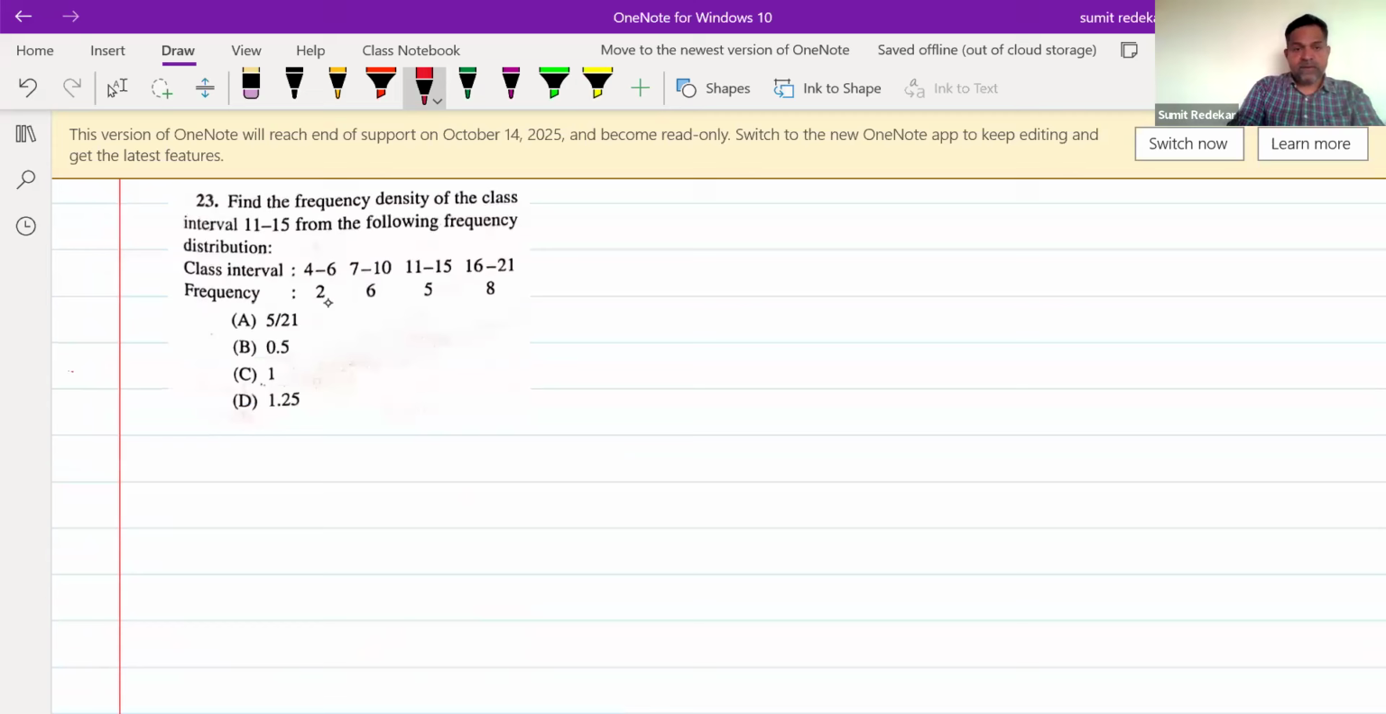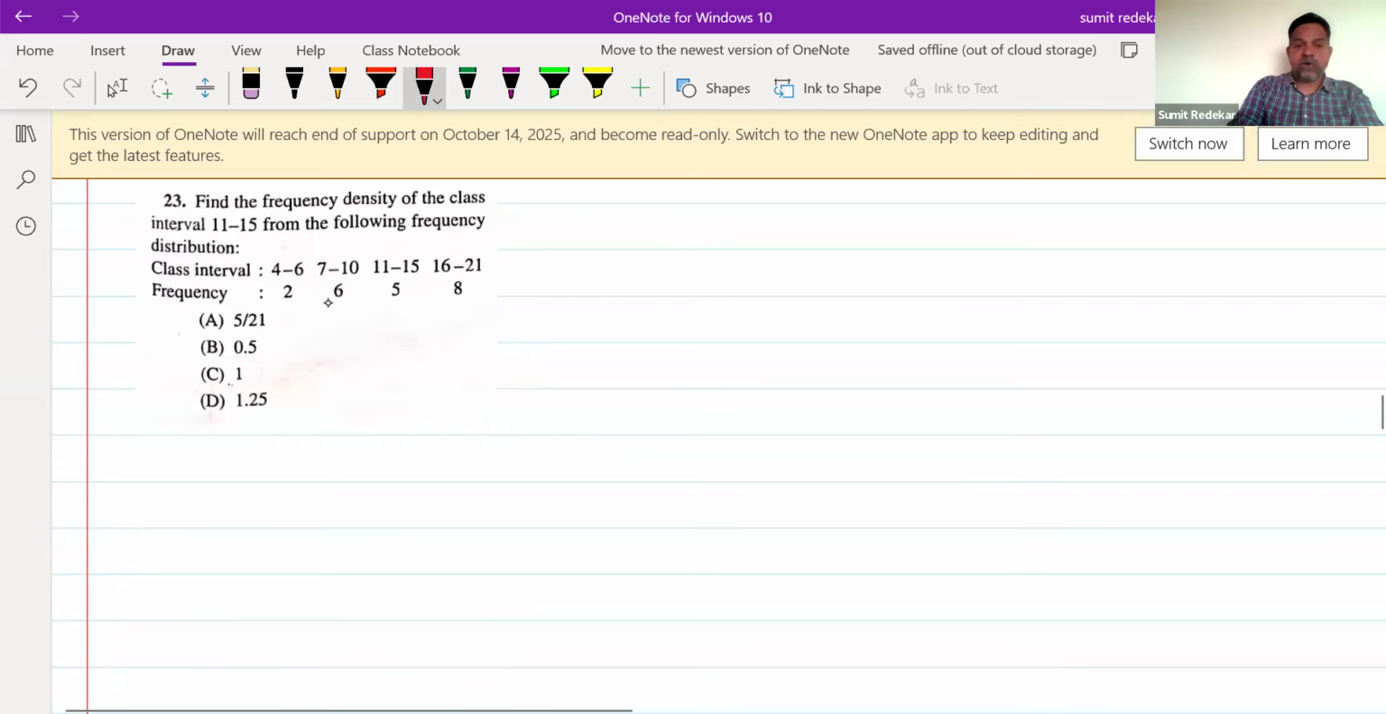Question number 23. The frequency density of the class interval 11 to 15. Now there is a chance that students may have marked this wrong if they've not understood one thing well. I told you, let's talk about frequency density. Frequency density is nothing else but the class frequency upon the class width.